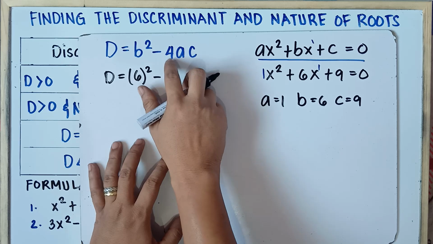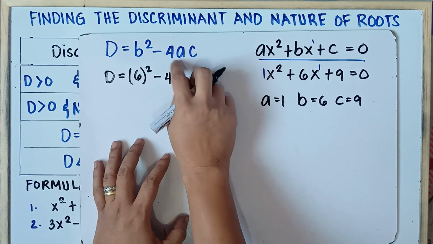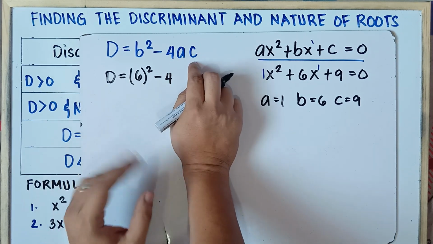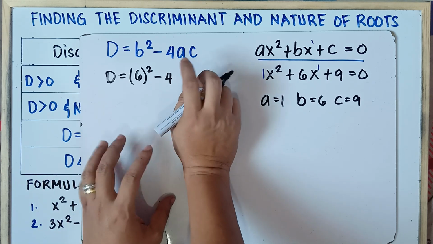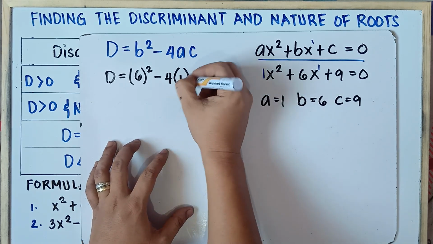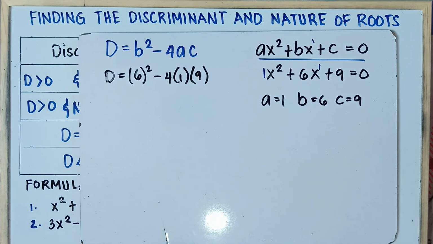Copy 4, class. 4 is already in the formula. So minus 4. If you have 4ac, class, it means 4 times a times c. Do not be confused, class. If you have variables close to each other, it means multiplication. 4 times a times c. So our a is 1. 4 times 1. Then our c is 9. Alright, so 4 times 1 times 9.